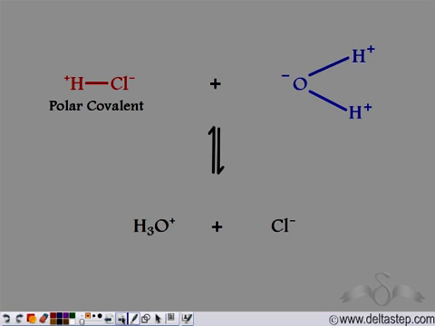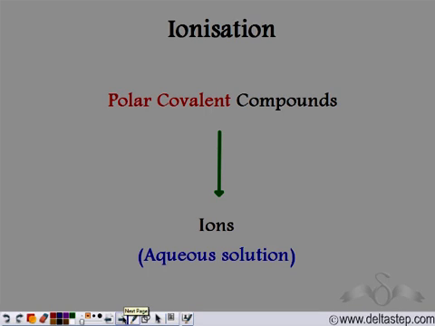So in polar covalent compounds, since there is separation of charges, the ions separate out when we add water. So polar covalent compounds give ions only in the aqueous solution. If we heat them, they do not give ions. So polar covalent compounds give ions only in the aqueous state. This process is known as ionization.